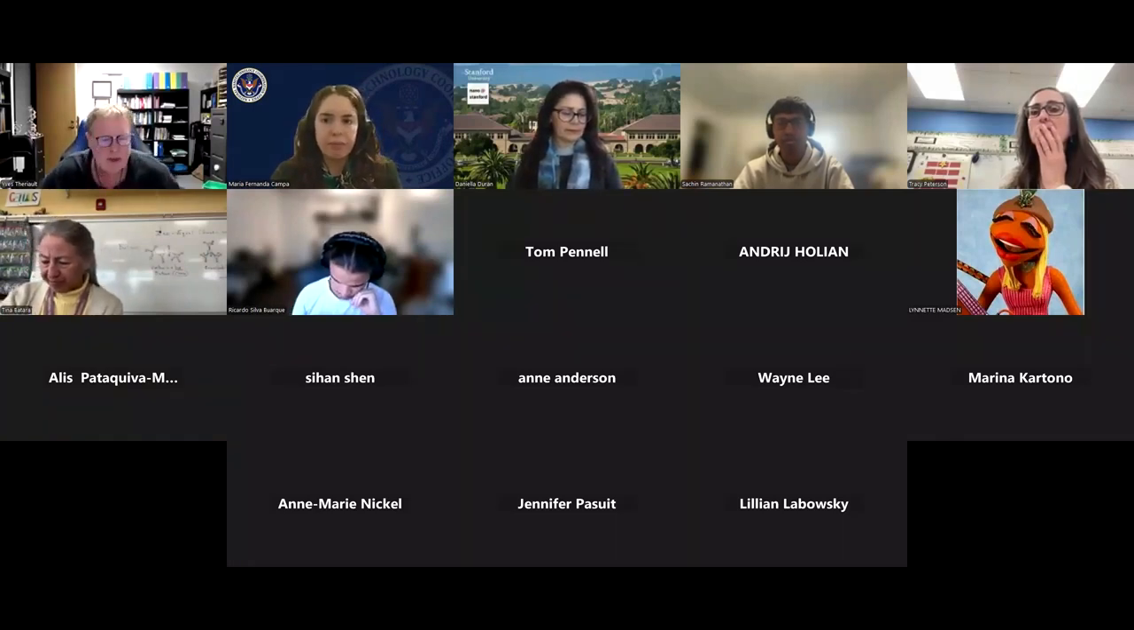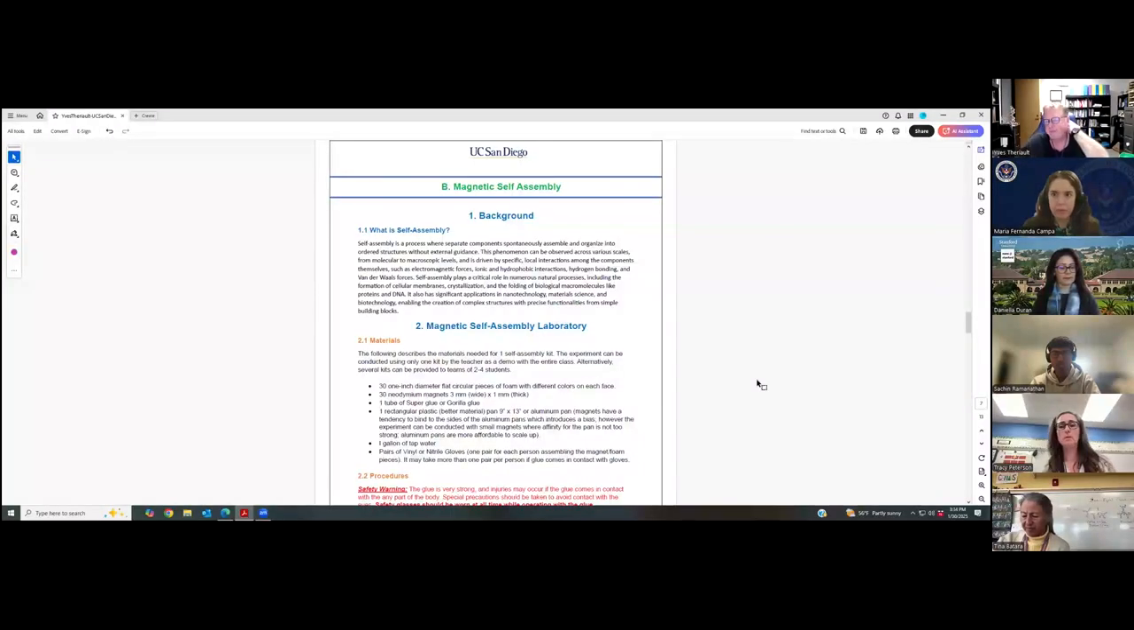So self-assembly, I will share my screen very quick here. Here we go. The lesson plan has two components, the magnetic self-assembly as well as the chemical self-assembly. I will start with the magnetic self-assembly, and then we'll go to the chemical self-assembly where we extrapolate to the liposomes that were used for the COVID-19 vaccine. We have a nice little video on that.